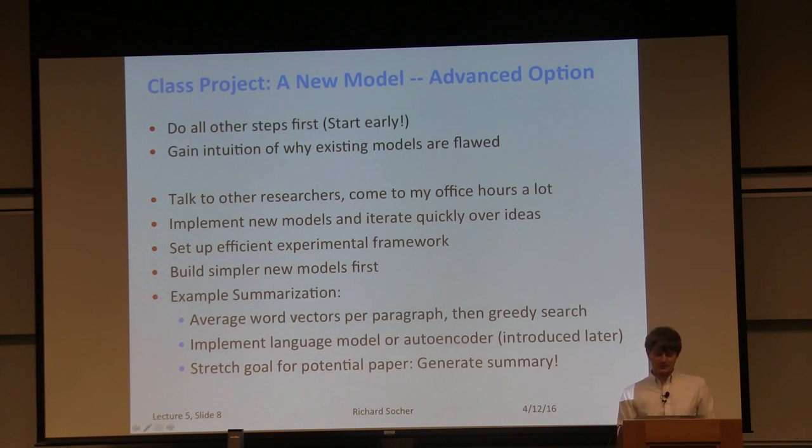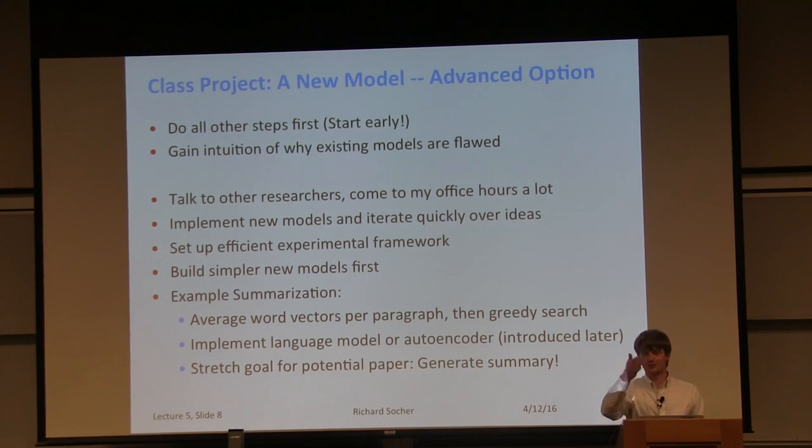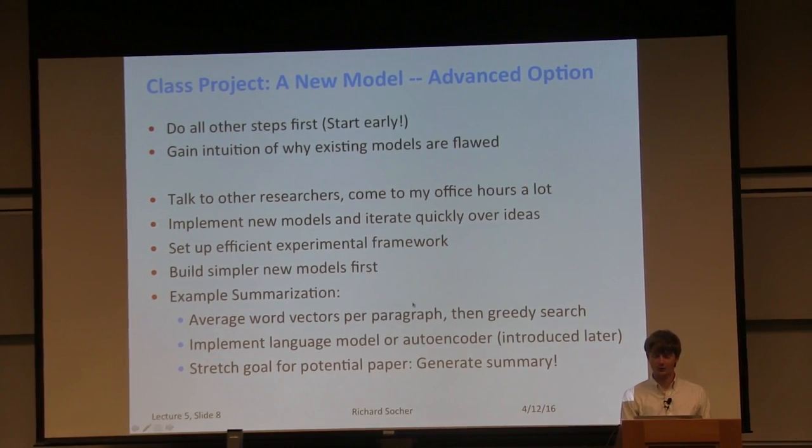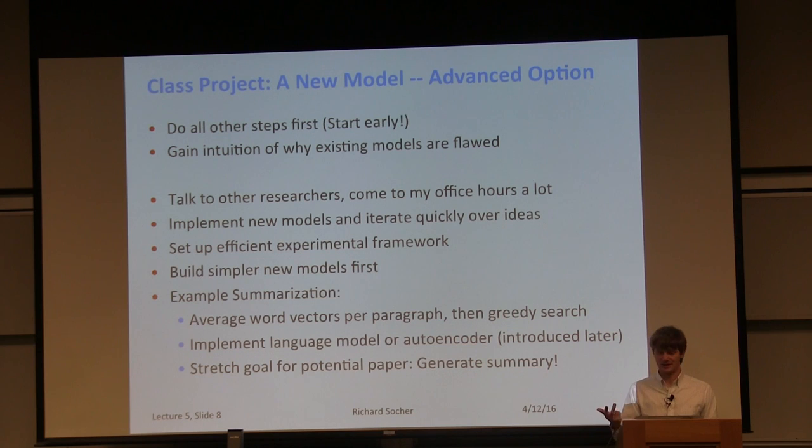All right, so always start with the simpler models and then go up in the complexity of your model. So for instance, for summarization, we may start with a very simple average of word vectors in a paragraph, and then just do a very greedy search of trying to find what word to predict next, for instance, something very simple. Then we might implement a language model where we try to predict the next word, or an autoencoder, which both of these models we will introduce later. But basically, you can start with something very simple in almost all the tasks, including sentiment analysis. Just average all the word vectors and try to predict something with a deep neural network.